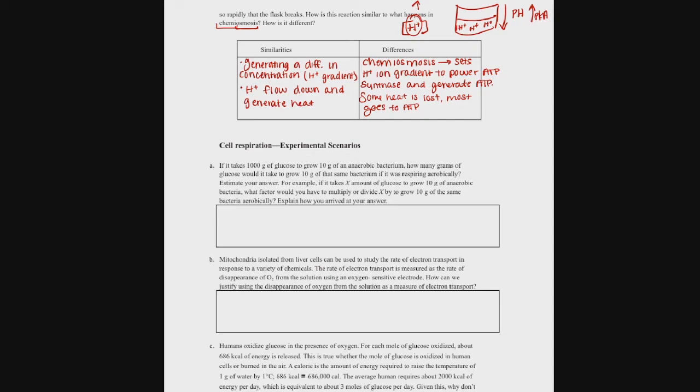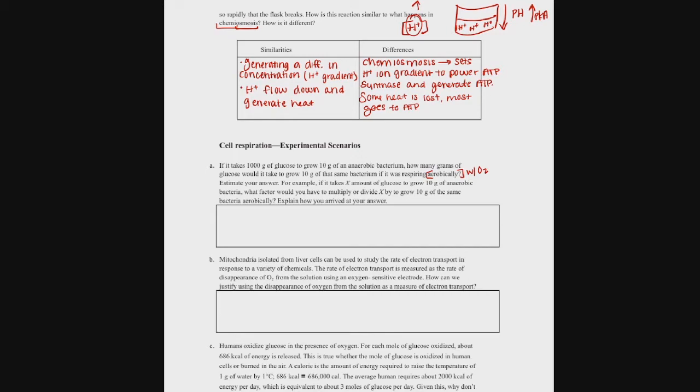Okay, so if it takes 1,000 grams of glucose to grow 10 grams of an anaerobic bacterium, how many grams of glucose would it take to grow 10 grams of that same bacterium if it was respiring aerobically? So that's with oxygen. Estimate your answer. For example, if it takes X amount of glucose to grow 10 grams of anaerobic bacteria, what factor would you have to multiply or divide X by to grow 10 grams of the same bacteria aerobically?